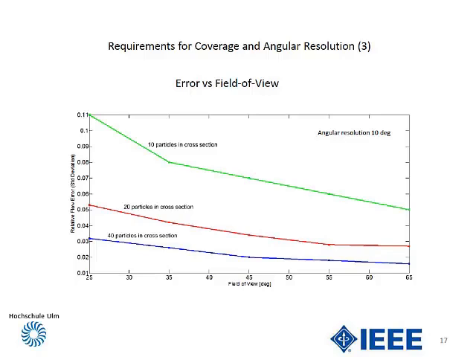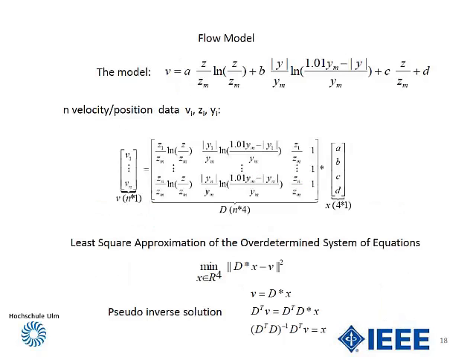And another thing which is important is the number of particles which you collect prior to adapting the flow model to the tracked data. You see that the error decreases considerably if you have enough particles, let me say 40 to 60 particles over the cross-section. The angular resolution in this picture is 10 degrees, as you've seen before.